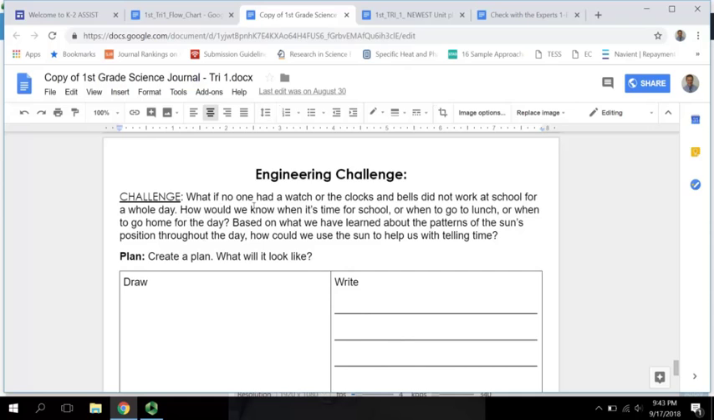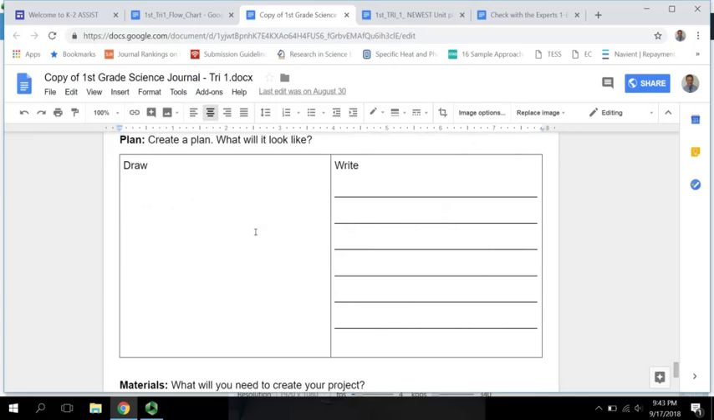So you can see the challenges written here. And the first thing you're going to ask them to do is to create a plan. So what would you do? And this is where you would have some conversation with them. You might want to kind of try to steer them a little bit towards a sundial.